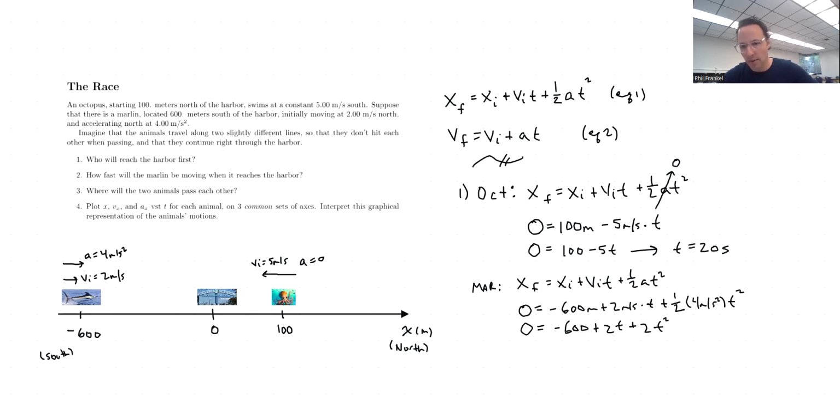And if we wanted to, we could simplify this again by dividing each side of the equation by 2. And we get the following quadratic equation. 0 equals negative 300 plus t squared. You can solve this any way you want. You can apply the quadratic formula. If your calculator has the ability to do this quickly, you can use your calculator. However you do it, you will find that the time at which the marlin reaches x equals 0 is 16.8 seconds. Now, there's actually 2 roots to that quadratic expression, but one of them is negative.